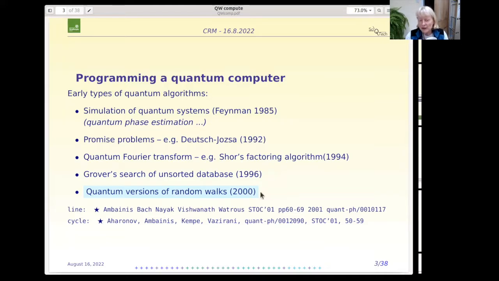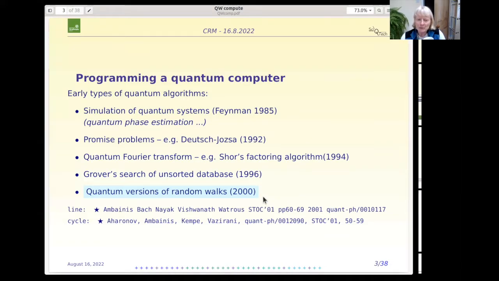But then it was only a few years later that people started to look at quantum versions of random walks with algorithmic intentions. And so these papers appeared in STOC 2001, and on the arXiv in 2000. And you see Andris Ambainis was involved in both of these seminal papers. He's now a professor in Latvia, for those that don't know, and still works from time to time on quantum walks in a computer science algorithmic setting.